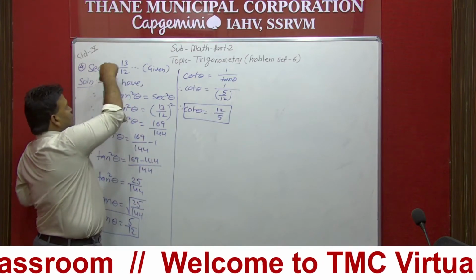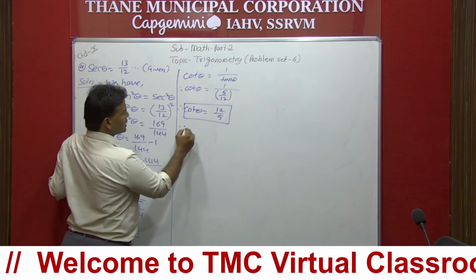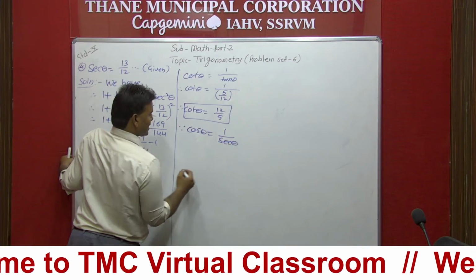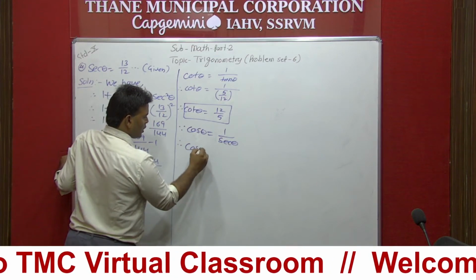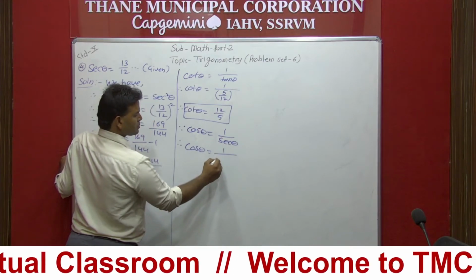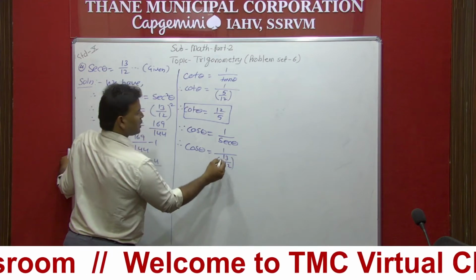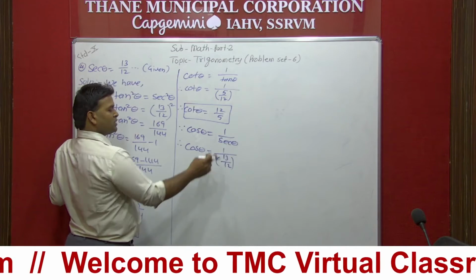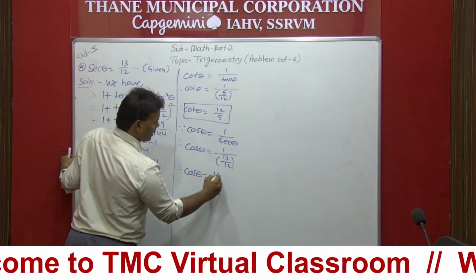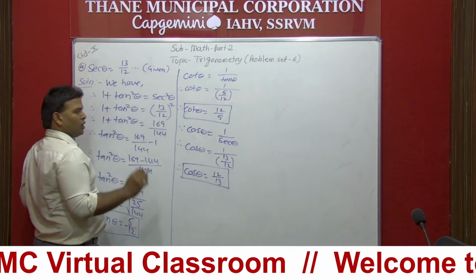Now sec theta is already given. On the basis of sec theta, I can find cos theta. Since cos theta is equal to 1 upon sec theta, therefore cos theta is equal to 1 upon 13 upon 12. I'll take this as a numerator. This will become reciprocal. So what happened here? Cos theta is equal to 12 upon 13. Here I got the answer for cos.